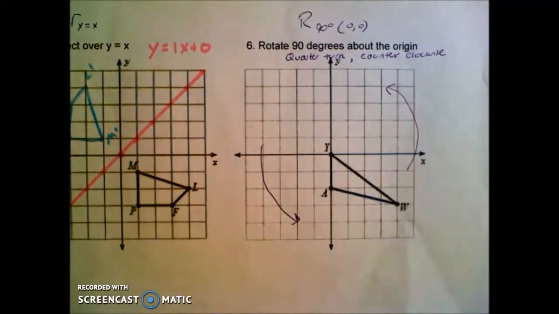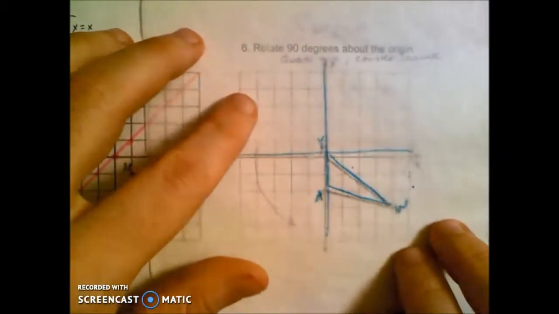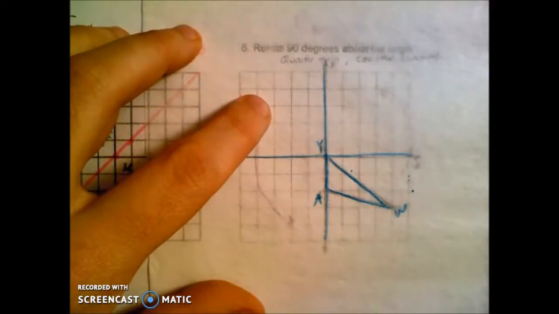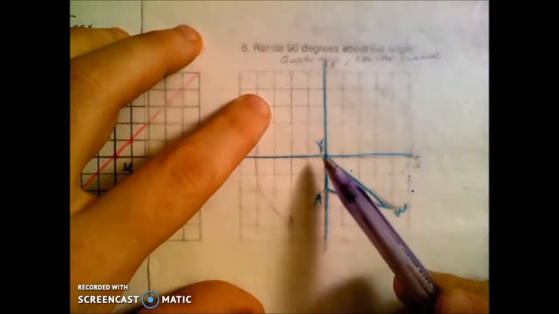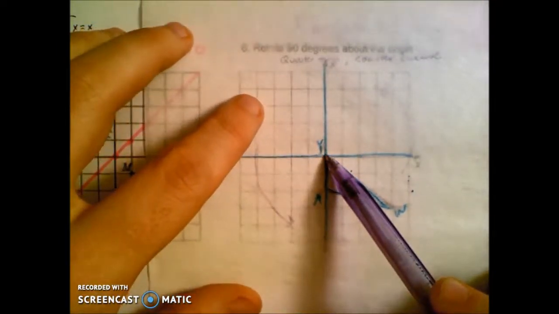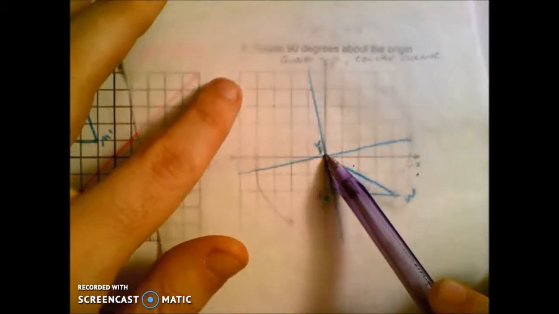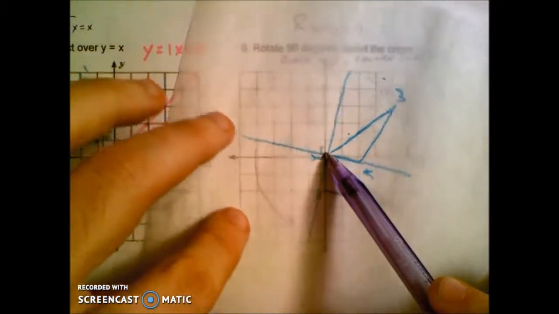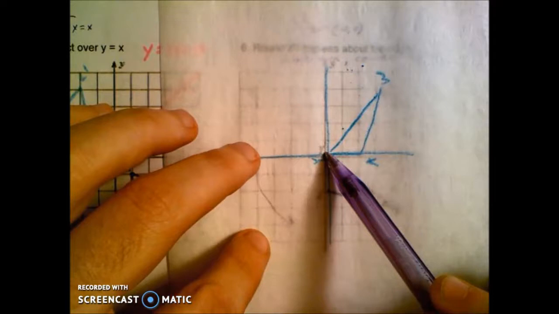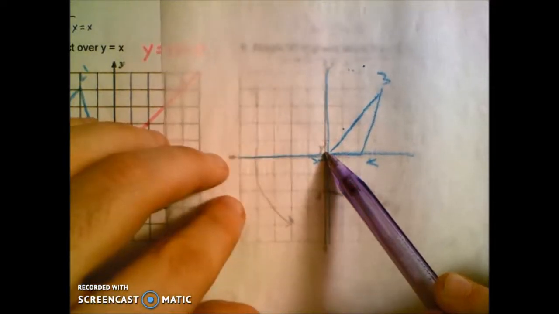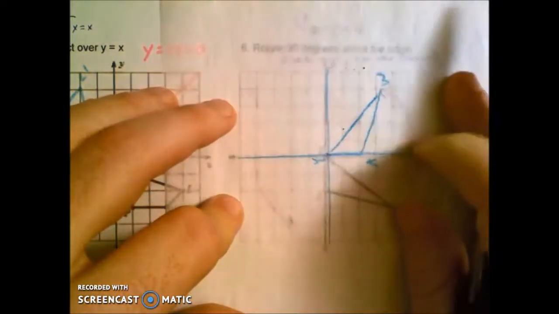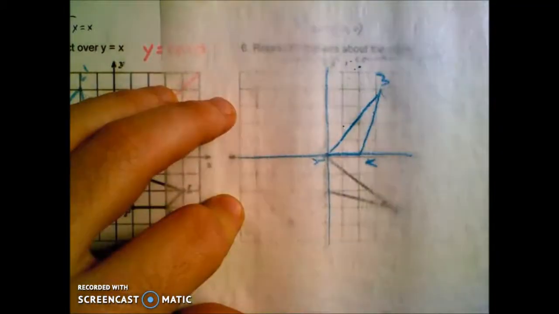So putting the transfer paper back on, I'm going to take my pen or pencil and place it at the origin, since that's the center that I'll be rotating around. I will then turn my transfer paper until it lines right back up, and that is a 90-degree or 1/4 turn in the positive or counterclockwise direction.